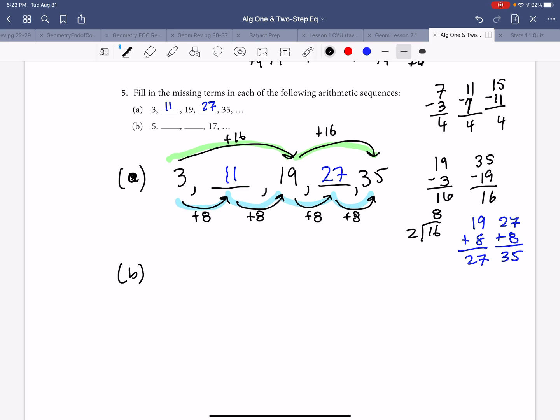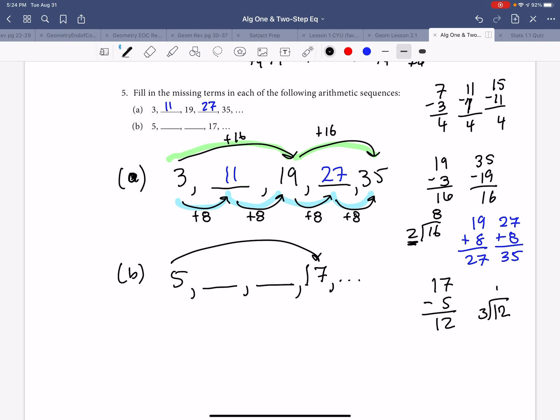Now instead of in 2 steps, I got to do it in 3 steps. So instead of dividing by 2, I'm probably going to divide by 3, right? Hopefully that makes sense. So in 3 steps, they went from 5 to 17, so that's 12. So when I divide 12 by 3, I get 4. So I'm going to try out adding 4 each time and see if that works.